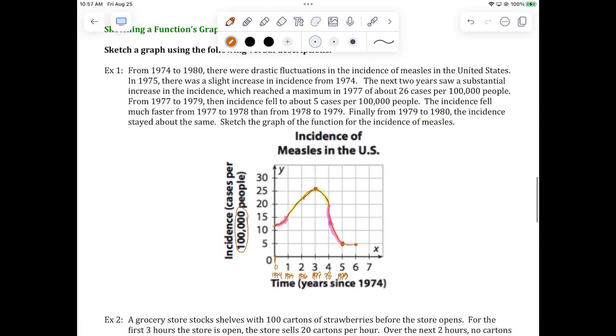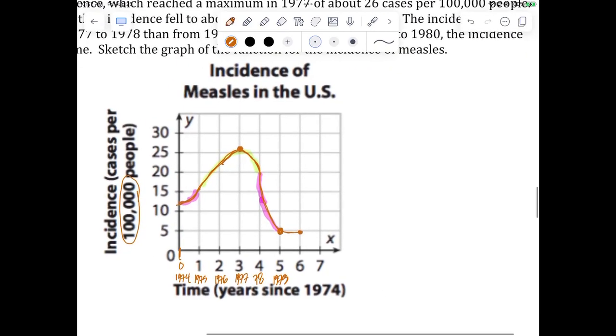Did it ask us to do anything else with this? No, just to sketch the graph. Let's go ahead and do something else, though. If this were, in fact, a graph, what would the domain be? It would be the set of all time on the interval from, we're starting at t equals 0, and then we cruise all the way to 1980, right? 1980 corresponds with t equals what?